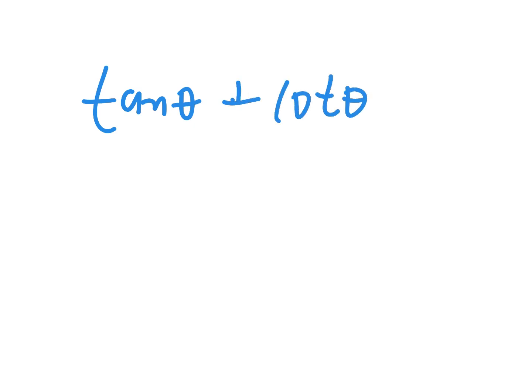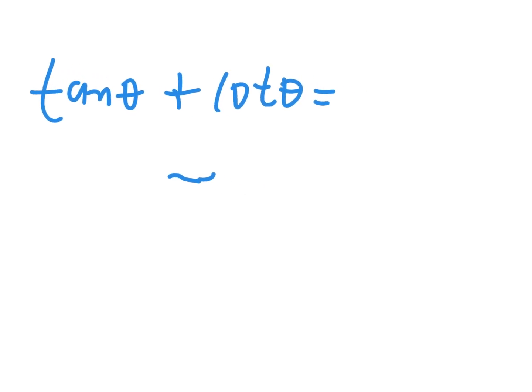I'd like you to take tangent theta plus cotangent theta and prove that when you put them together with a common denominator, you get 1 over sine theta cosine theta.